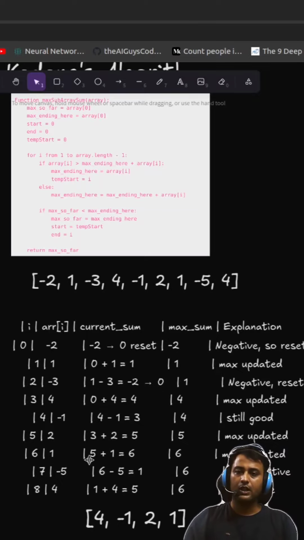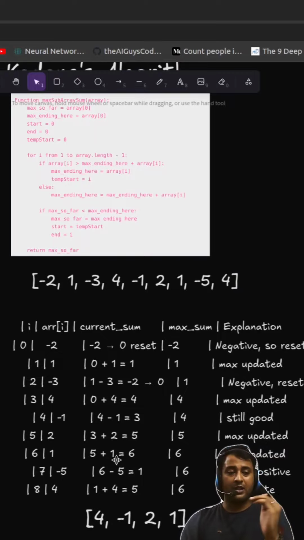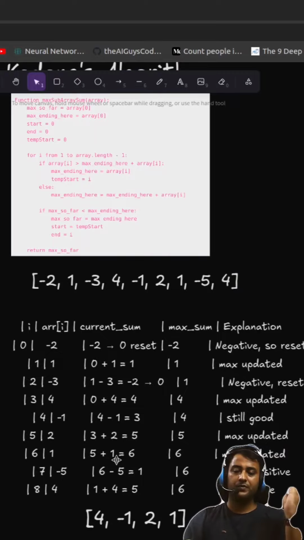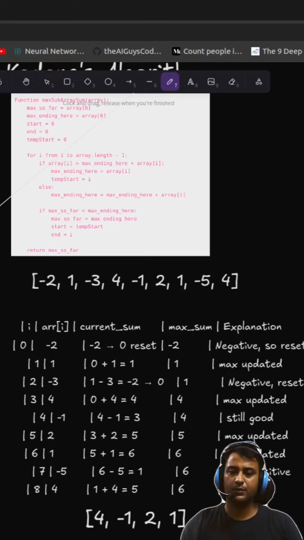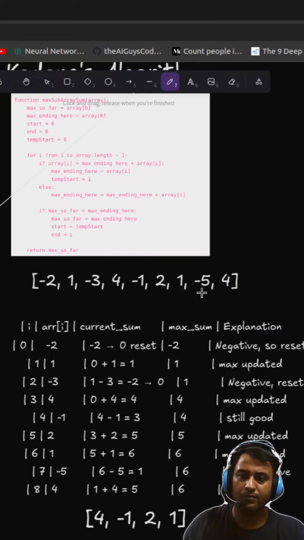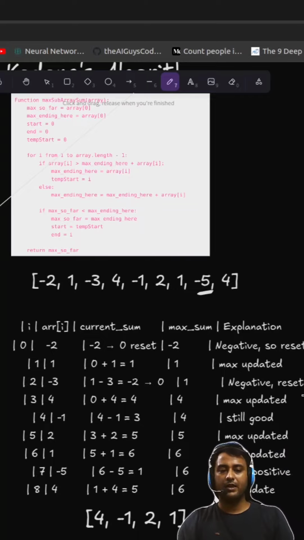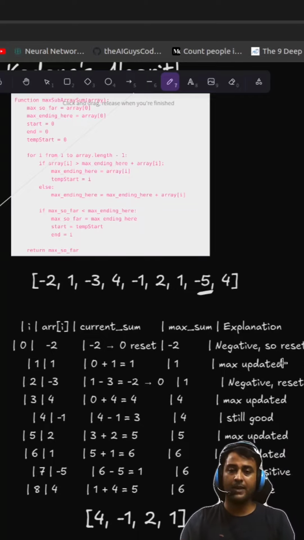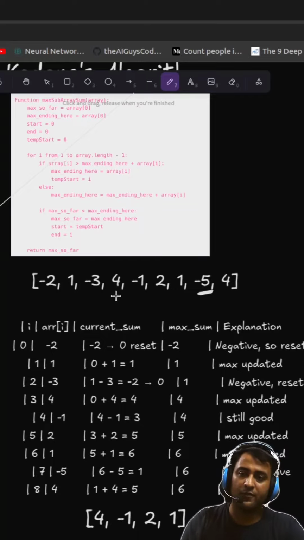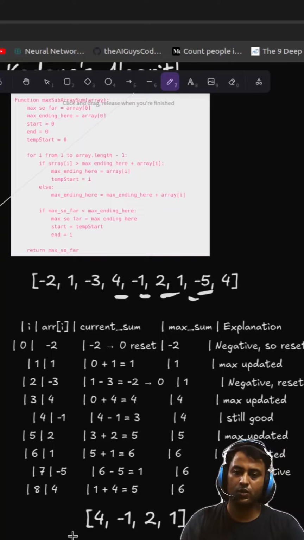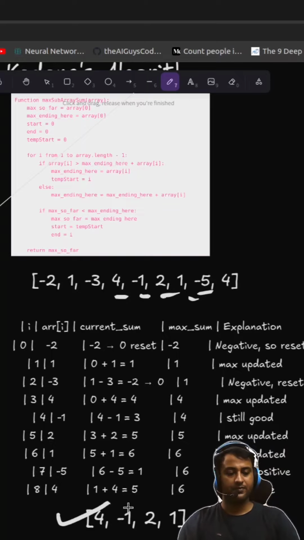Then we have the 1. 5 plus 1 is 6. Now our current sum and maximum sum will be 6. Okay, so 6 is our maximum number. Let's suppose if we proceed further, so we have -5. So -5 again will make the current sum 1, so that is not the maximum sum as of now. And then plus 4, that is 5, so 5 is again not the maximum sum so far. Okay, so 6 is the maximum sum so far, and that range is between 4, -1, 2 and 1. So this is your maximum sum range.